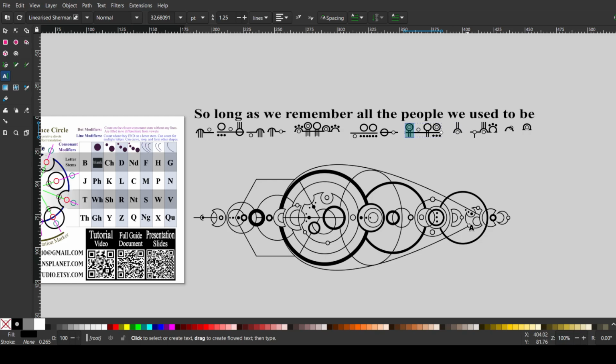Then bottom here, our first letter is this guy. U has a line going outwards, S has 1, 2, 3 lines, E, D, 3 dots on the D, T-O-B-E. So that would be that design. So long as we remember all the people we used to be.